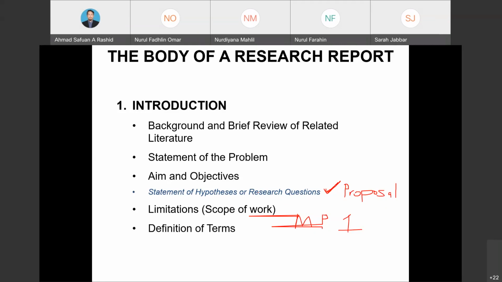Limitation is more related to the scope of work. Let's say you only use small scale physical modeling, so you need to mention that, and what parameter you want to investigate. So when people look at the scope of work, he or she will not ask more than that, because you have already stated it in your scope of work. Definition of terms: if you are using terms or abbreviations that are not familiar, you need to define them.